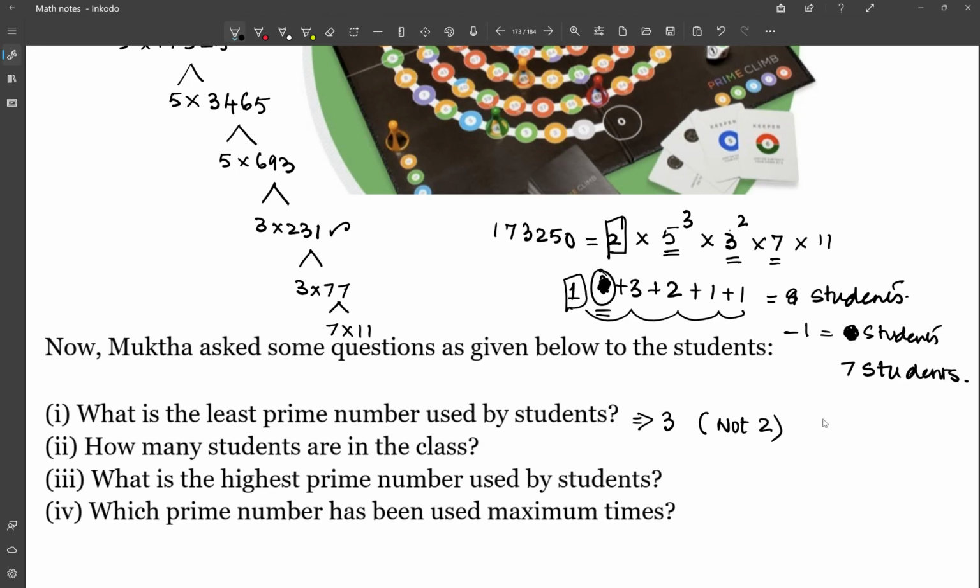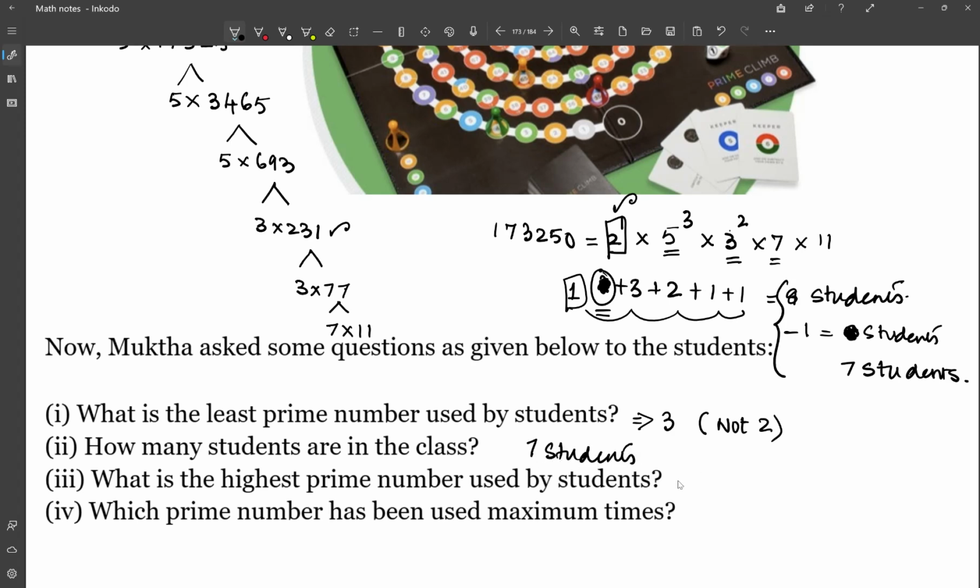Is this clear? So it is not even 8 students because you have to exclude that 1 because that initial 2 was announced by the teacher. Now, how many students are there in the class? 8 minus 1, there are 7 students in the class.